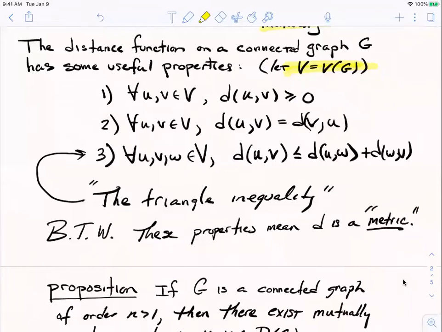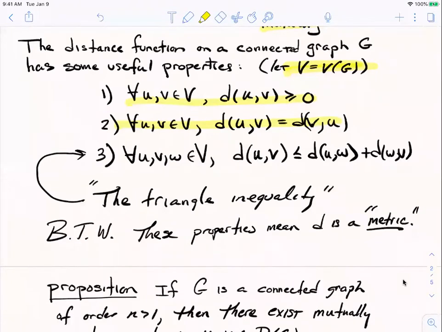So what are those properties? Well, the first one says that the distance between any two vertices is greater than or equal to 0. That's obvious from the definition. It's the length of a path. It would only be 0 if U and V were equal, and otherwise it's some positive number of edges, right? It's a length. The second property is a symmetry property, as we would call it in abstract mathematics: the distance between U and V is the same as the distance between V and U. Again, that's obvious. The shortest path between U and V is the same path between V and U, and they have the same length.